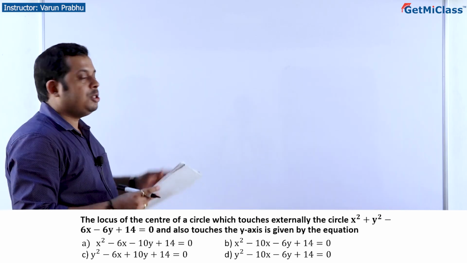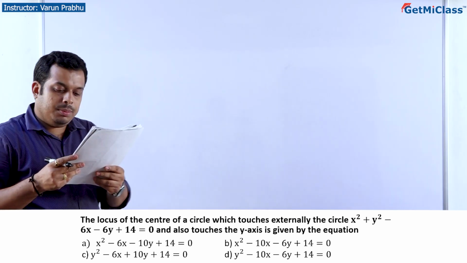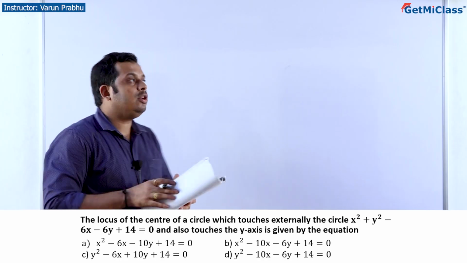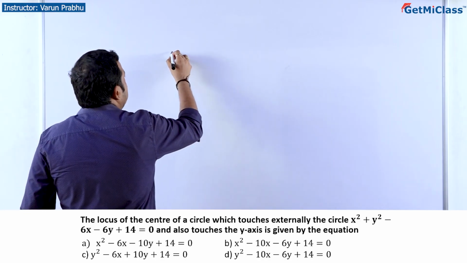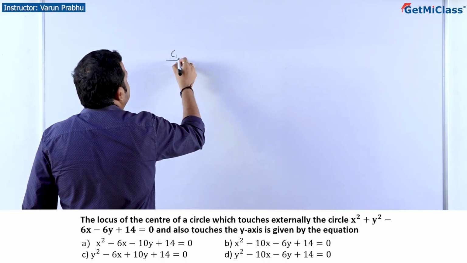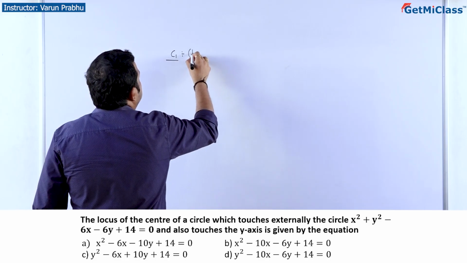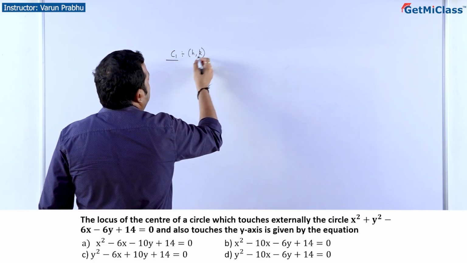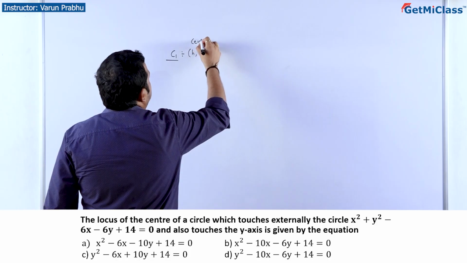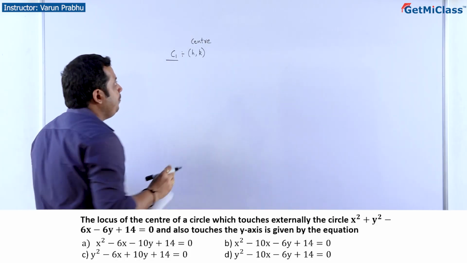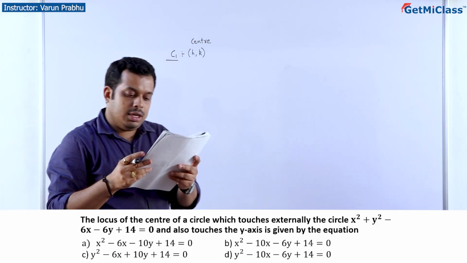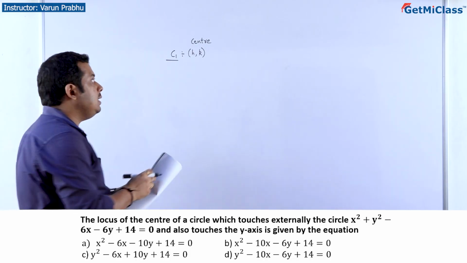If you look at the description of this question, what is told in the problem is the locus of the center of the circle. Let me call whichever circle I want C1. The center of the circle, let it be h comma k. Okay, let this be the center of this particular circle called C1. The locus of the center of the circle which touches externally the circle.